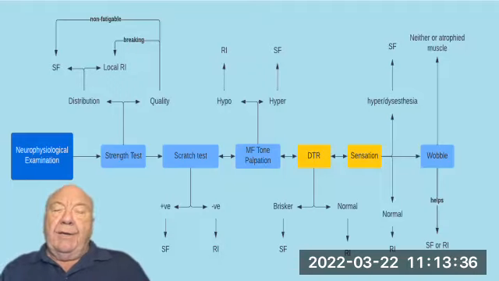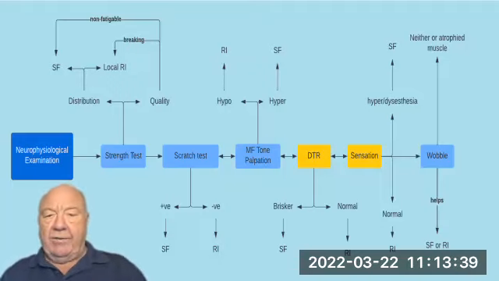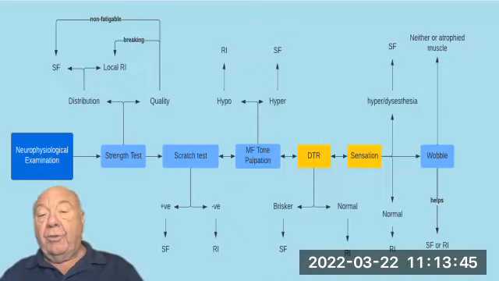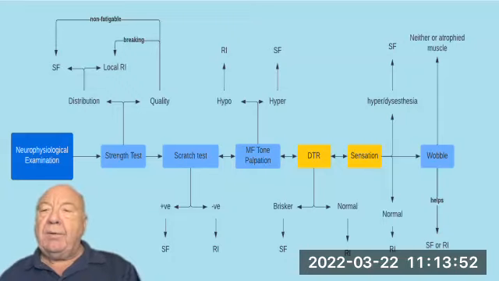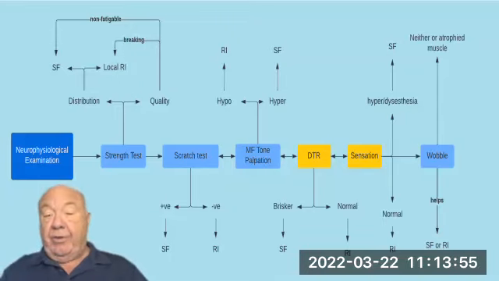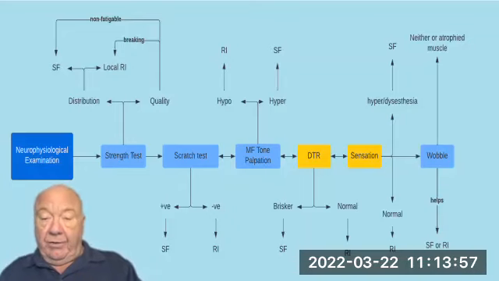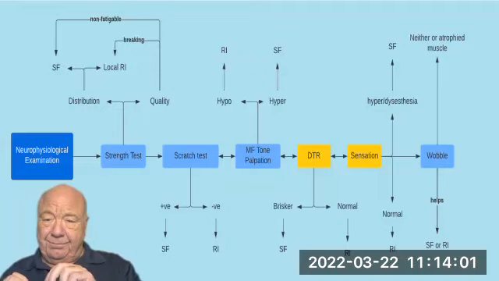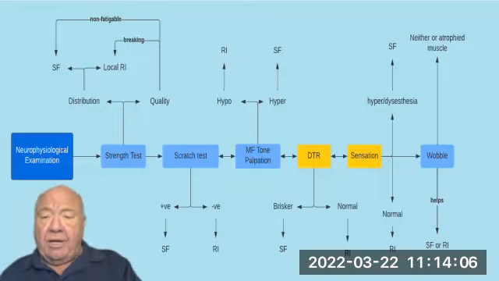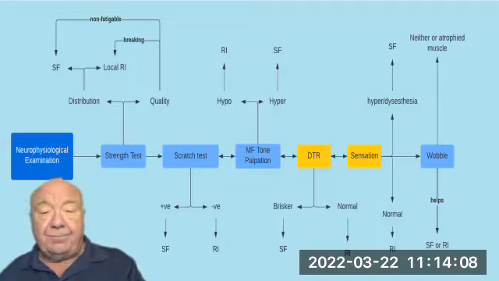Now, the tests, strength tests, scratch tests, etc., down the middle are the tests you can do. The ones you should do are the ones in blue. The ones in yellow, DTR and sensation testing, are really not that important. They tend to show up when you're doing, for example, a neurological exam, and these can confuse you. So I wouldn't do these in the neurophysiological exam because they're not necessary. They're difficult to pick up anyway, and they're often apparently negative.